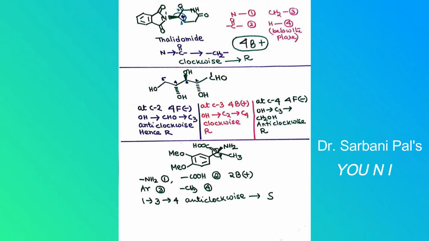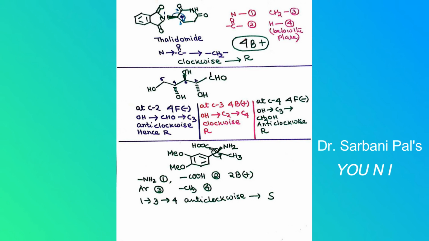Now coming to the C4 center, the hydrogen, the fourth priority group, is pointing up. So we have to apply 4F minus. OH is the first priority, C3 is the second priority, C5 is the third priority, and hydrogen is the fourth priority. So 1, 2, 3 is anti-clockwise and we are applying 4F minus, so the absolute configuration is R. So in this given carbohydrate, the C2, C3 and C4 centers all have the absolute configuration R.